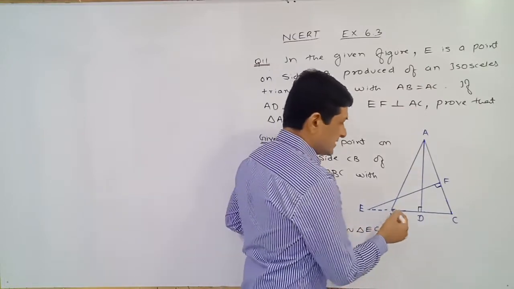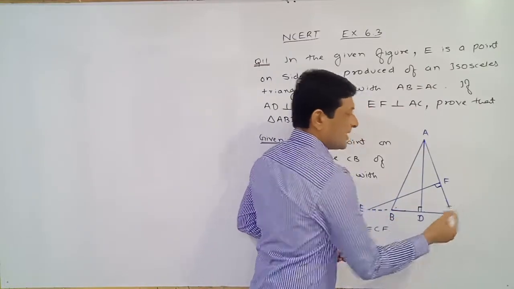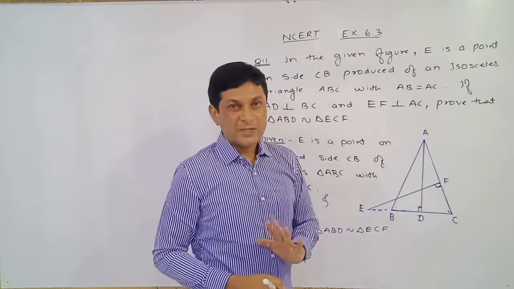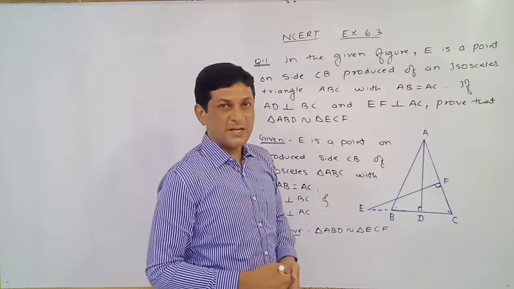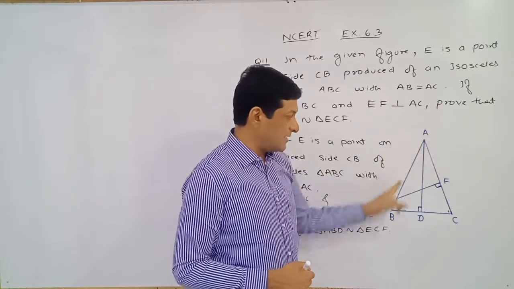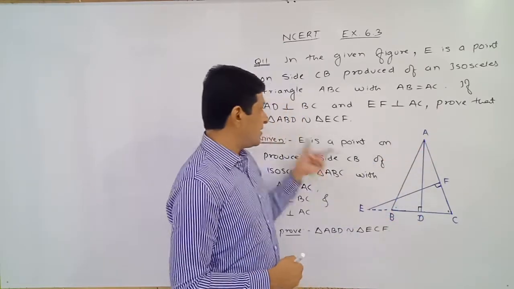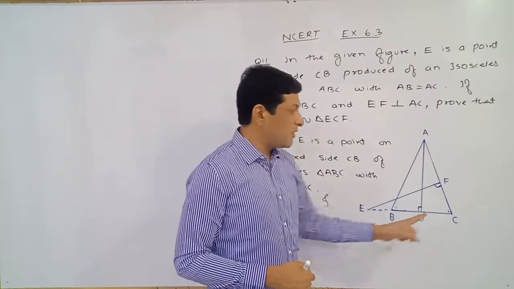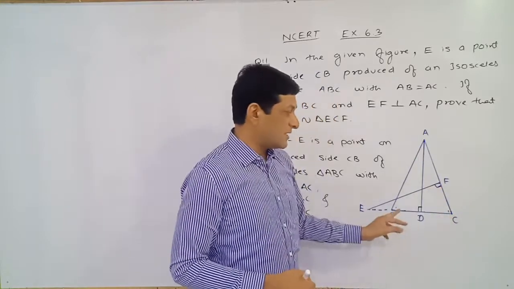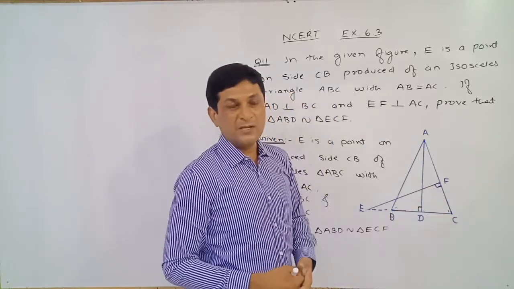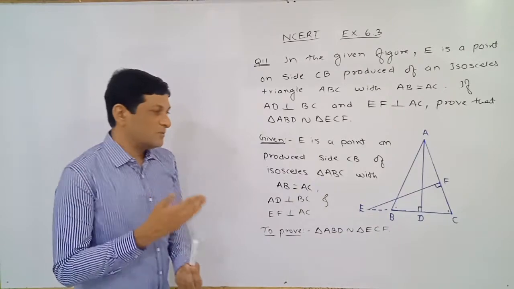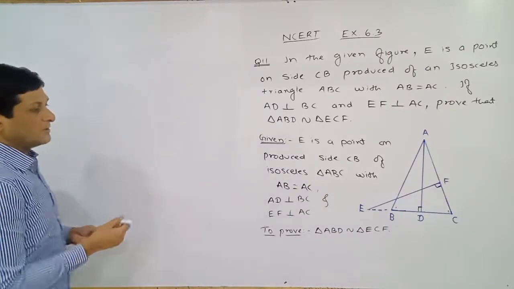If two sides are equal, then the angles opposite to them are also equal. So angle B is equal to angle C. Angle B is also an angle of triangle ABD, and angle C is an angle of triangle ECF. So we have shown that another angle is also equal. That is why these two triangles are similar by AA criterion. Now let us write down all these things.